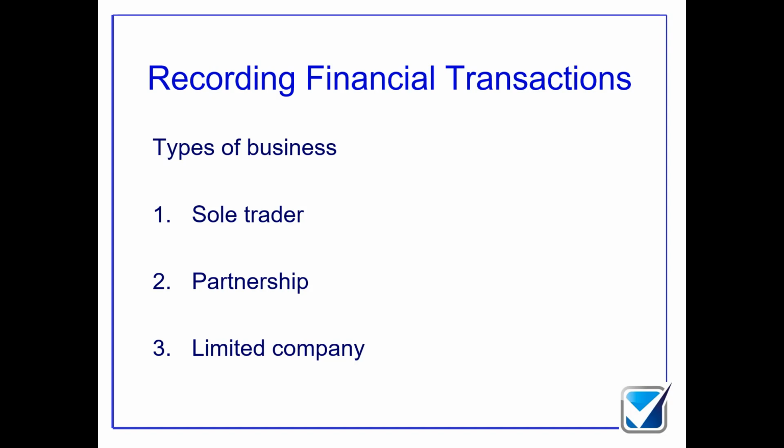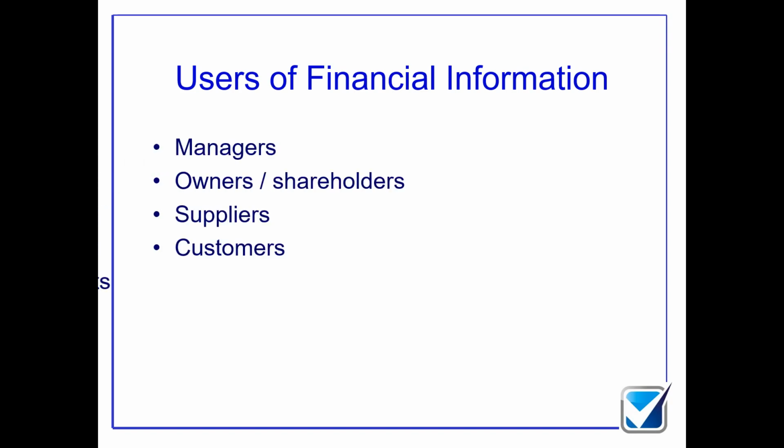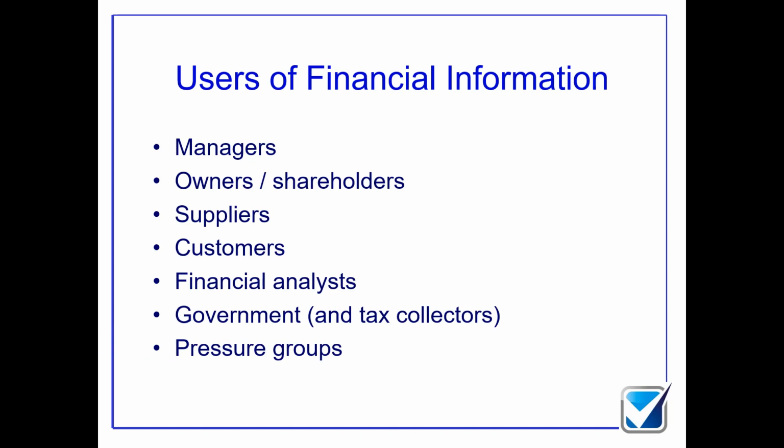Now, we need to understand what these different types of businesses are. Once we know who the businesses are, we can start thinking about the users of the financial information that they produce. The users of financial information will include managers of the businesses, owners or shareholders, suppliers, customers, financial analysts if you're a listed PLC, the government itself, and the tax collection agency within the government, and also pressure groups. So what we as accountants have to do is provide sufficient information to allow all of these different user groups to have their informational needs satisfied.